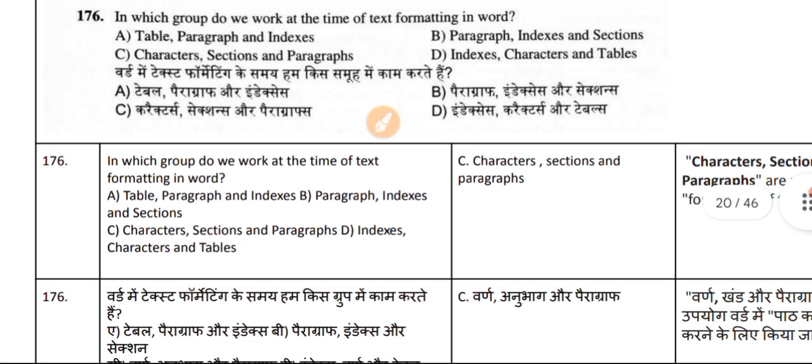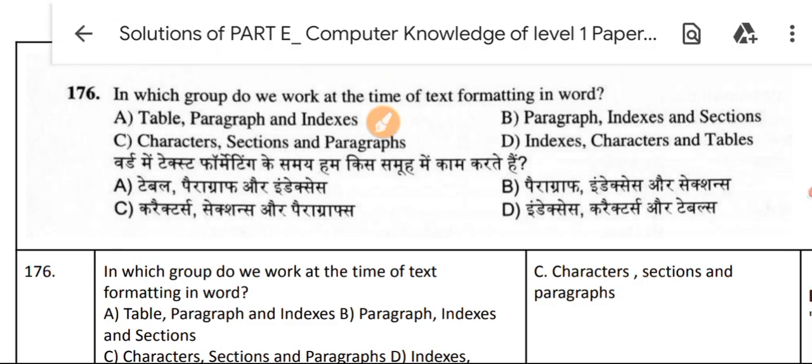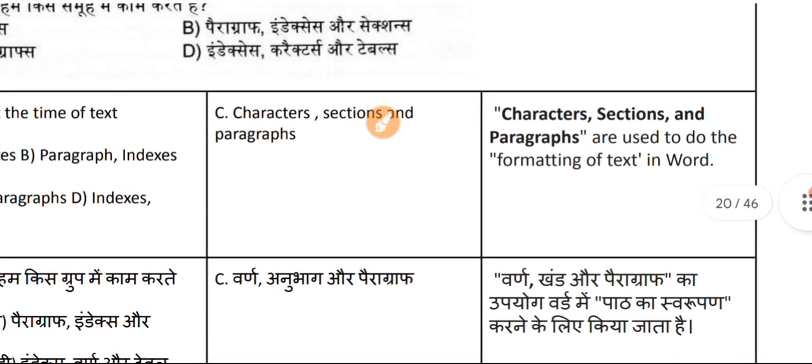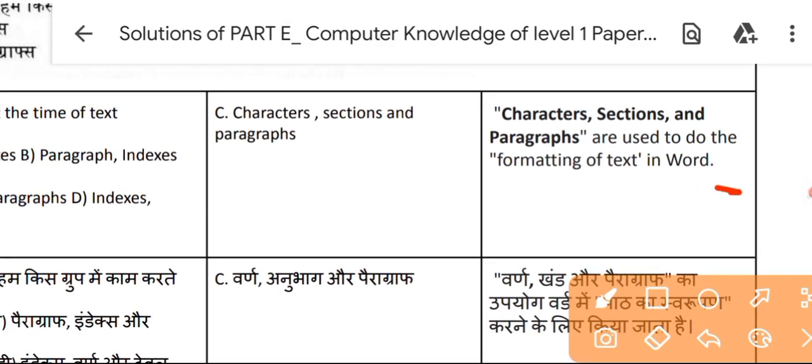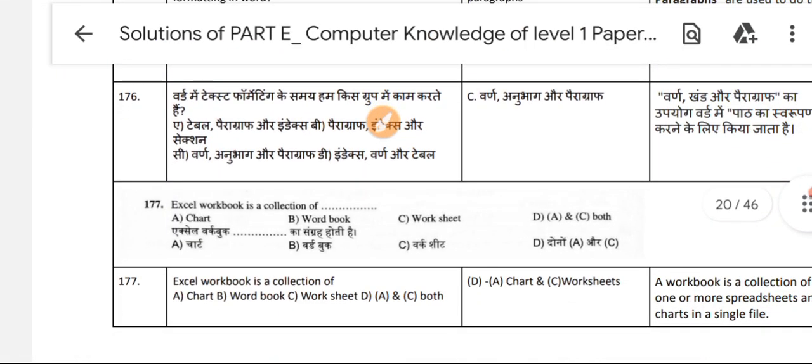Next is 176. In which group do you work at the time of text formatting in Word? Which group do you use when you format text? Characters, sections and paragraph are used to format text in Word. Characters, sections and paragraph. Okay, next is 177.